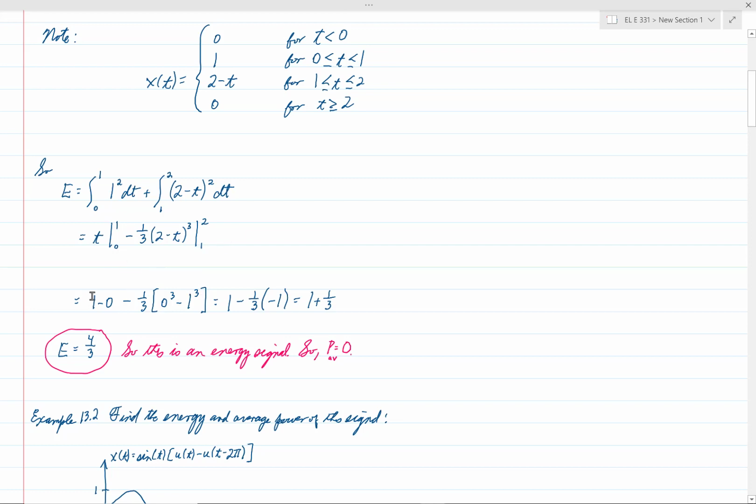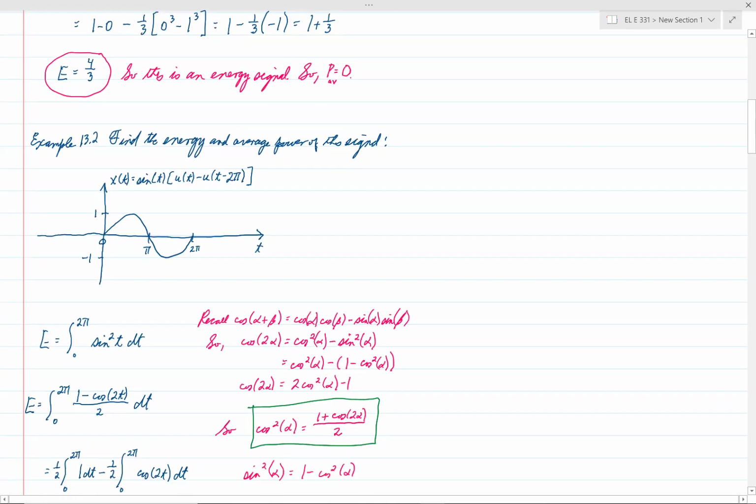And so this ends up, of course, 1 minus 0 is 1. The minus 1/3 comes over here. And 0 cubed minus 1 cubed is minus 1. So we have 1 plus 1/3, which is 4/3. So this is an energy signal. The energy that we obtained is a finite number, so it's an energy signal, and that tells us that the average power is equal to 0.